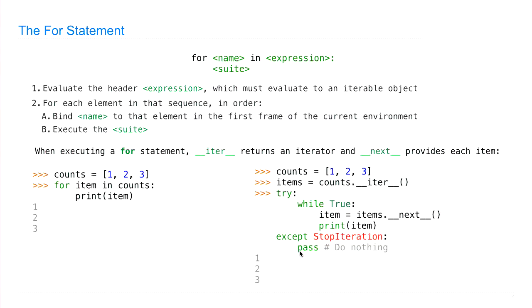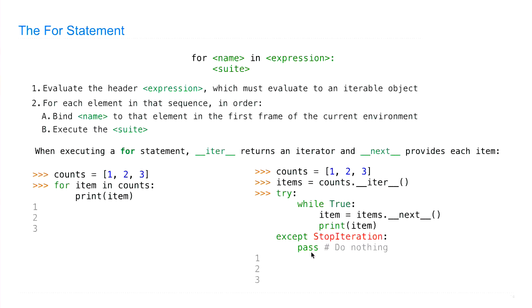Pass is a built-in statement that does nothing. So why would I put it there? Well, you have to put some statement in an except clause, or you'll get a syntax error. So pass is there to put something where you don't want anything at all.